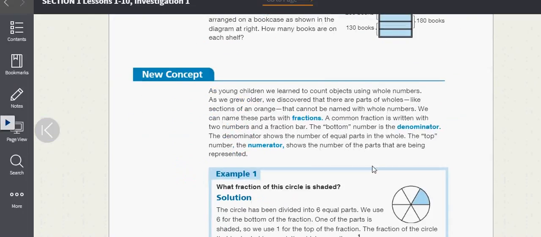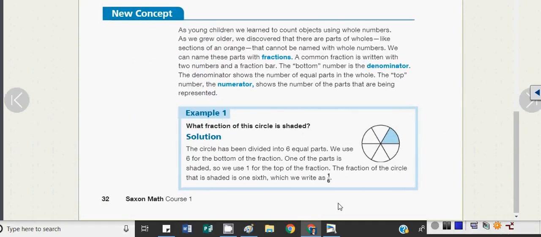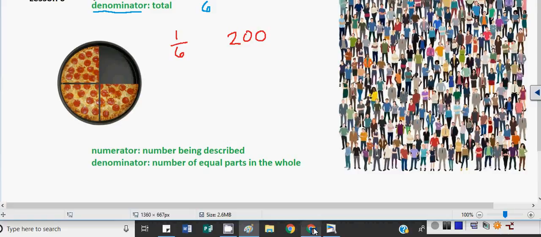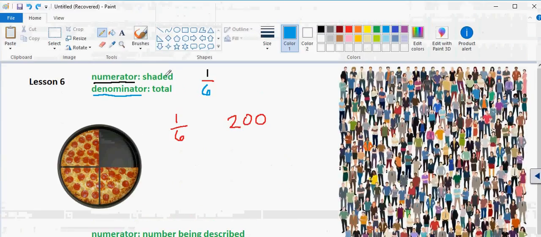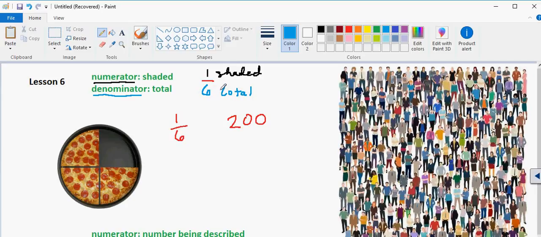Back. 1/6 looked like that, right? Okay. Shaded is that top number. It's the number we're talking about. So another way to understand that is the number being described or discussed. The shaded number is the top. And the bottom is the total number of equal parts in that whole. So bottom is the total number of all the parts. Okay? With that information, how could we solve this?